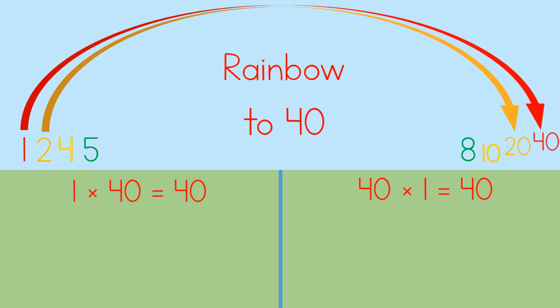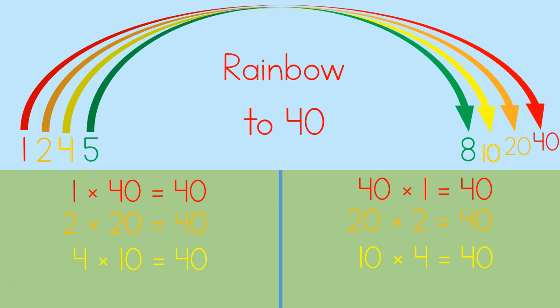Next, 2 will join with 20 by using orange. Because 2 times 20 equals 40, and 20 times 2 equals 40. Again, those factors can switch. For yellow, 4 and 10 will be connected. 4 times 10 equals 40, and 10 times 4 equals 40. Finally, connect 5 and 8 with green. Because 5 times 8 equals 40, 8 times 5 equals 40 as well.